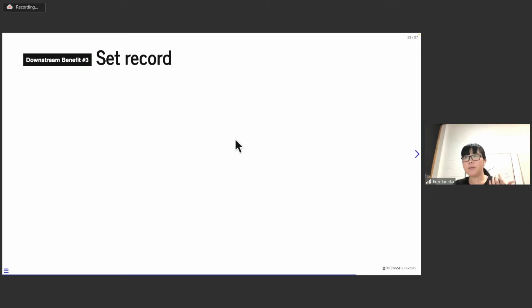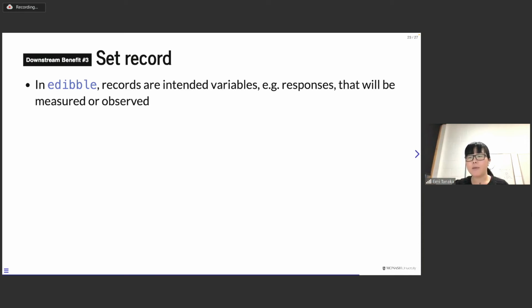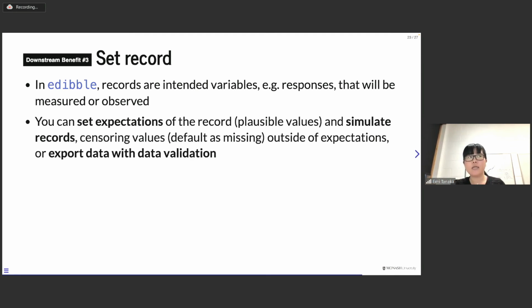Now, there's another downstream benefit, which is to set records. And by record, in the edibble system, this refers to variables that you intend to measure or observe. And that's generally talking about the responses. So a lot of the time when you do design, you don't really need to know the response itself, but explicitly making a statement about it can be helpful. And so you can do that in edibble.